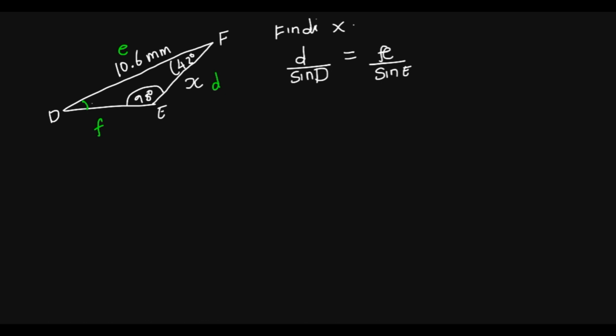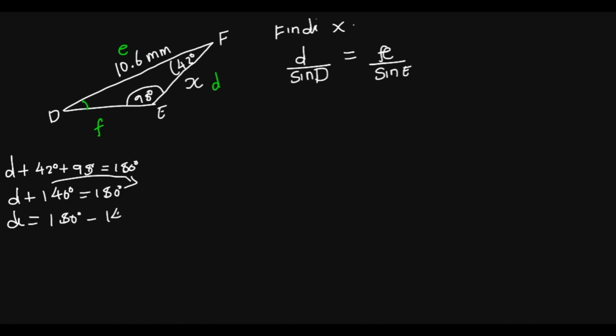Now what are we going to do here? We don't have the angle for d. The good part is we can find the angle for d since we have the other two angles. So let's find angle d. So d plus 42 plus 98 is equal to 180. Whenever you're given two angles, you can find the third by adding them and subtracting from 180. So 42 plus 98 is 140, so d plus 140 is equal to 180. If we collect the like terms, we get 180 minus 140. Then our d is equal to 40. So the angle here is 40. This is the angle that we are going to use.